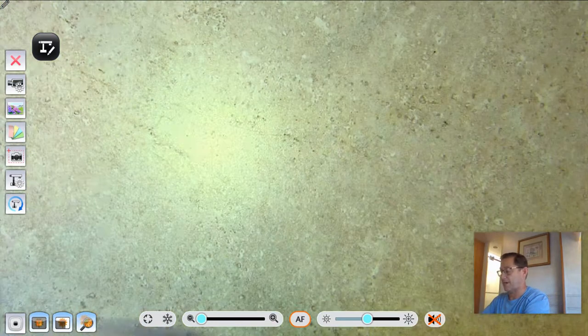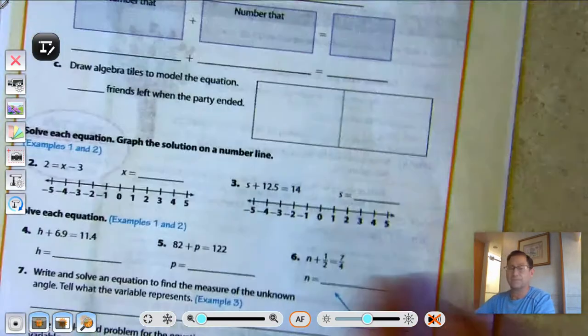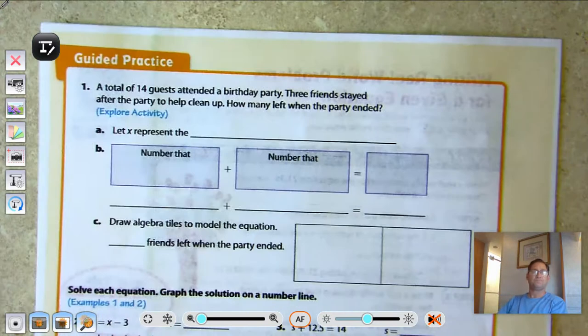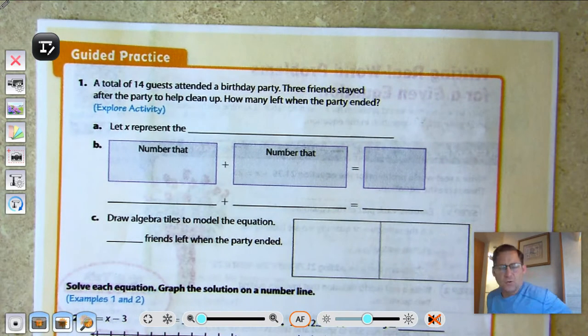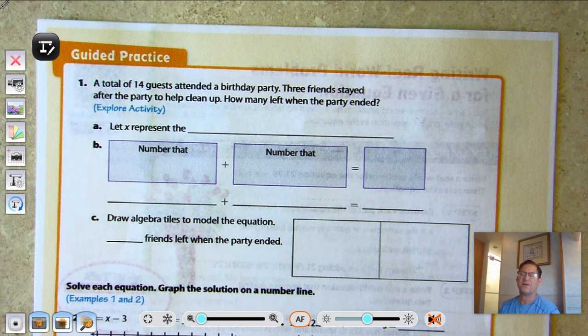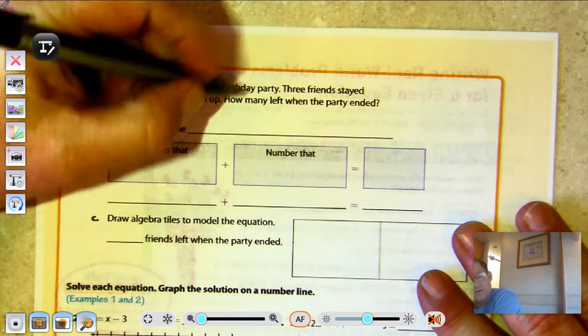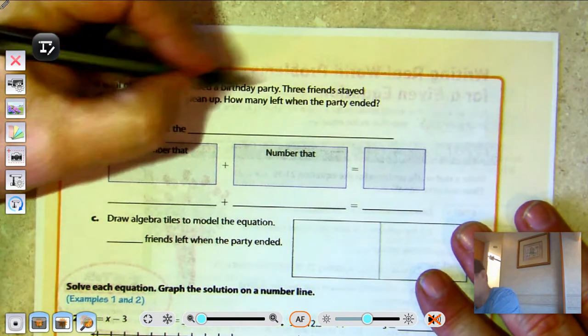All right, so let's practice. A total of 14 guests attended a birthday party. 3 friends stayed after the party to help clean up. How many left when the party ended? So let x represent the number of people that left.